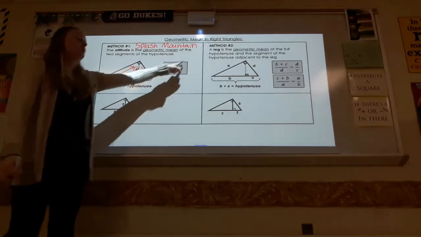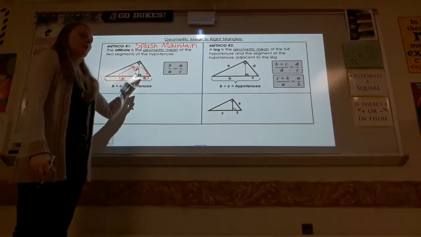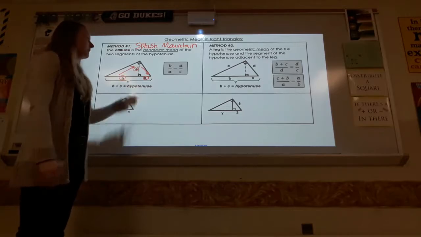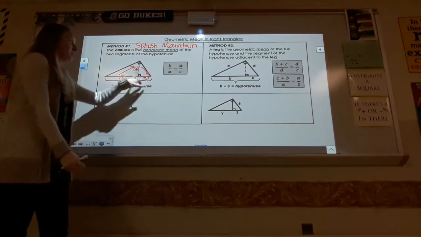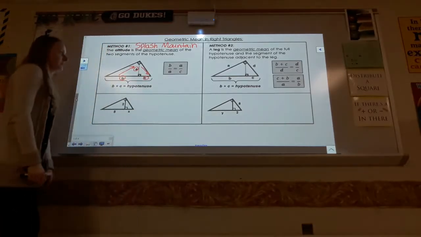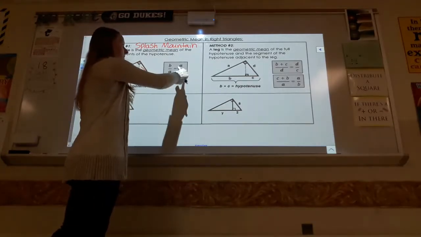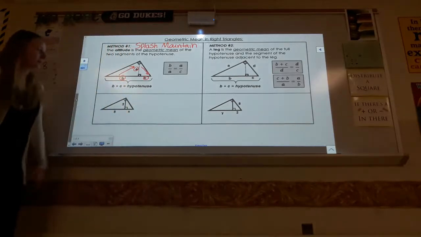No, for the geometric mean that we were just talking about, the positions are actually the altitude. See how A is the altitude here? So whatever the altitude is, that would be where the x's were in the previous equation, and then the two pieces of the hypotenuse would go here. The B and the C? No, the order doesn't matter, because again, remember we were talking about equivalent proportions, so you can switch the extremes and it doesn't change it. Okay?